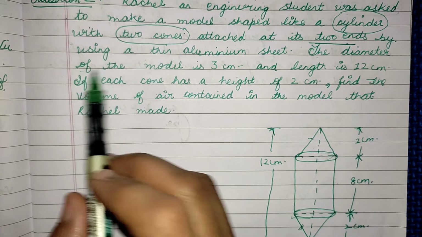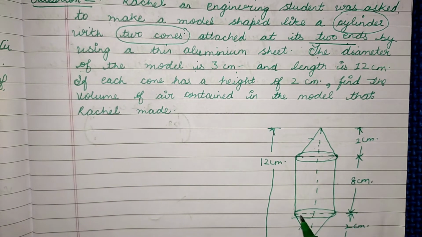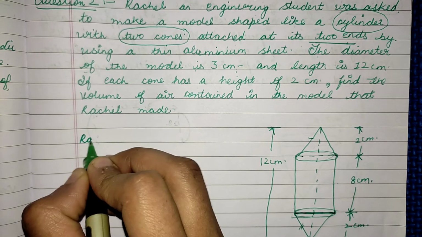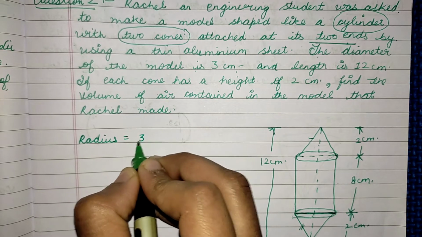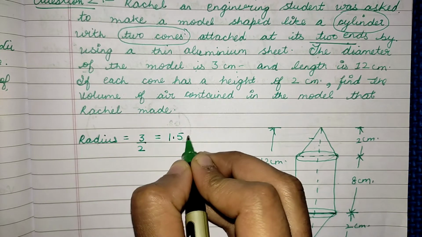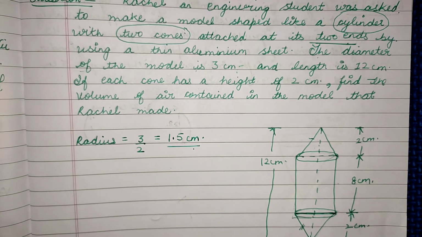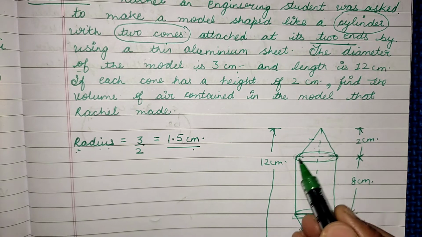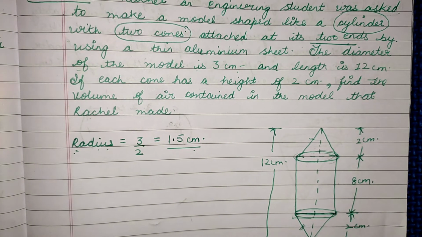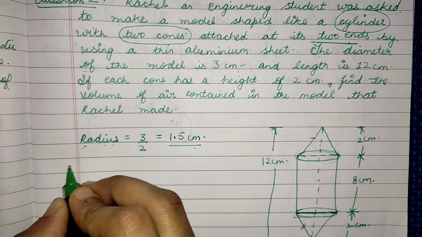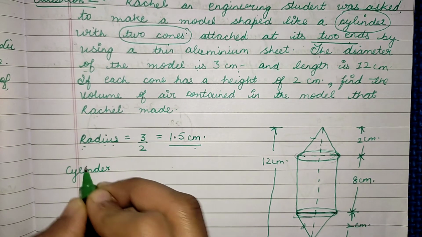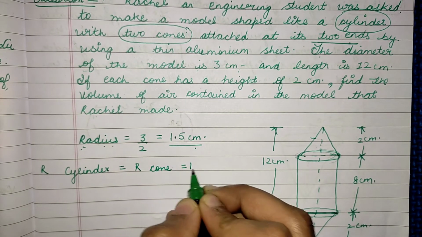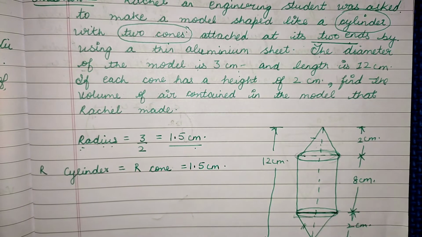Then the diameter of the model is 3 centimeter. So this diameter is given to us equal to 3 centimeter. So if the diameter is 3 centimeter, then the radius will be 3 by 2, which is equal to 1.5 centimeter. This radius will be the same for both the cylinder and the cone, because both are joined on the same base. So the radius of the cylinder will be equal to the radius of the cone, which is equal to 1.5 centimeter.